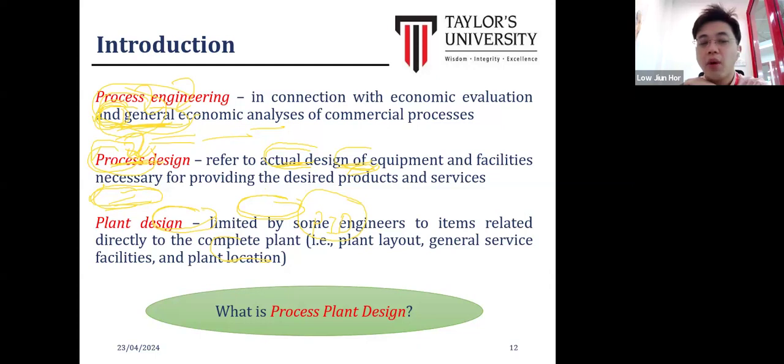You are also expected to know how to select the most suitable location for your chemical plant, and also come up with a very complete layout for your chemical plant. Meaning that these are the 3 elements that we are going to deal with and cover throughout this module. So this is also a reason why this module is known as process plant design.